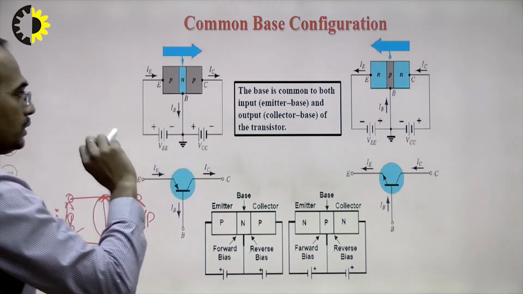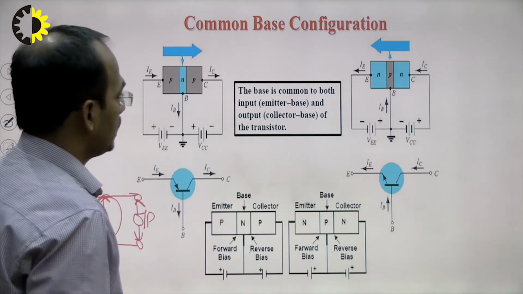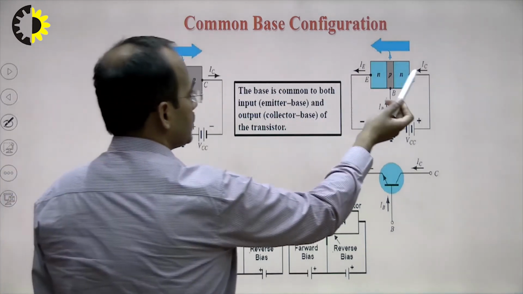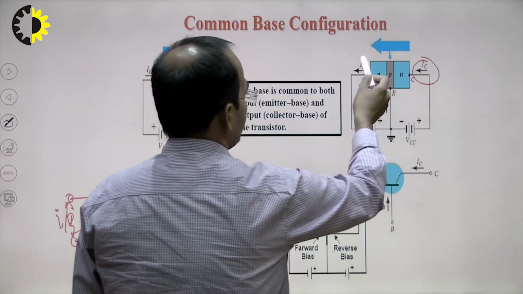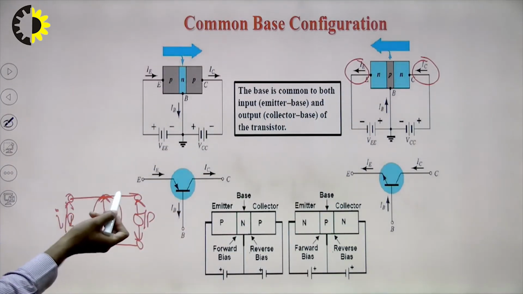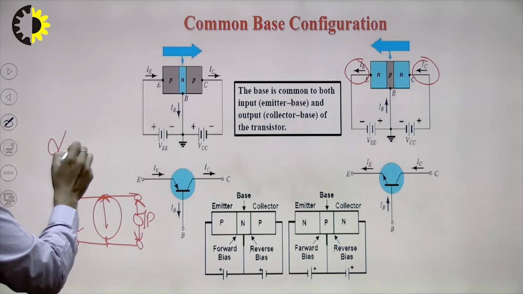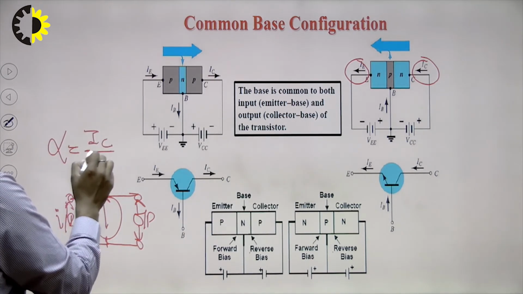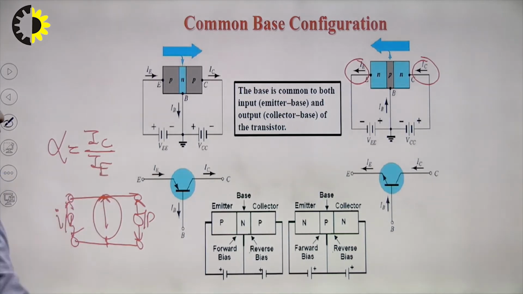So, in both the NPN and PNP transistor, the output current is IC and the input current is IE. Similarly, you can see here the output current is IC and the input current is IE. So the gain or amplification of the transistor in this common base configuration is denoted by alpha, and alpha is nothing but output current upon input current.